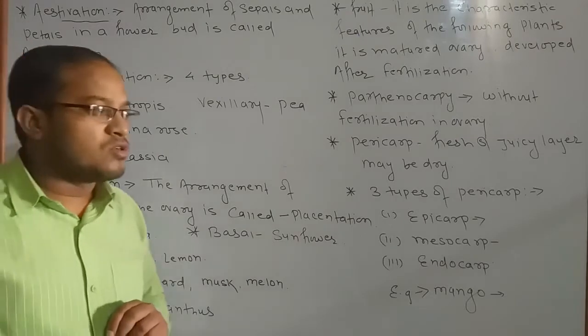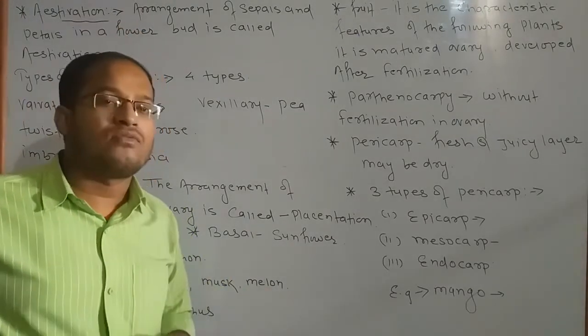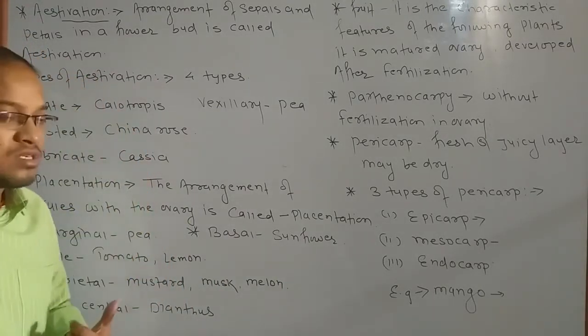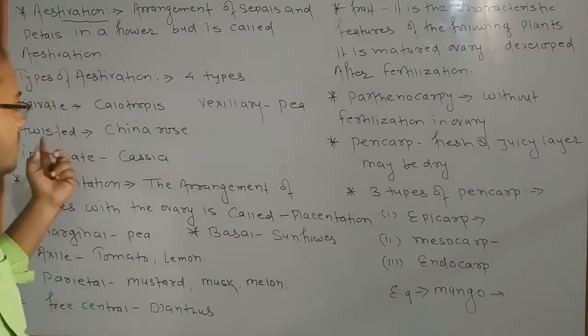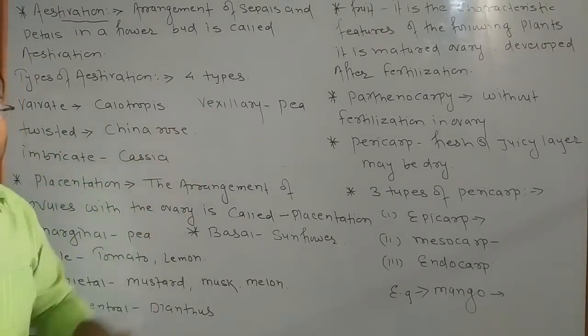Okay, so most important, estivation is generally of four types. The first is valvate estivation, okay. The second is twisted estivation. The third is imbricate, and the fourth is vexillary.